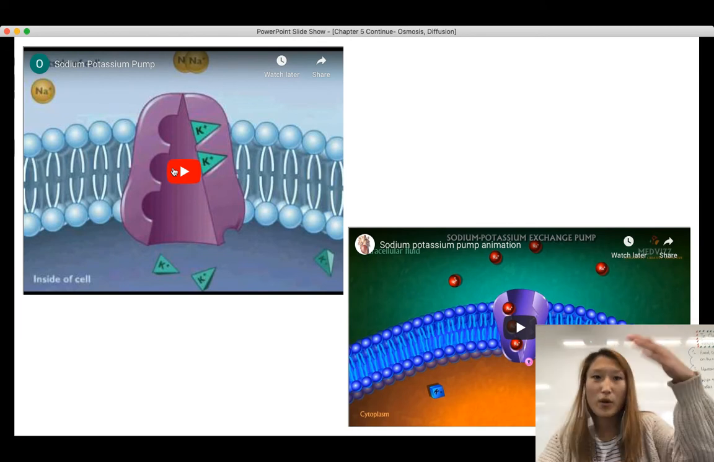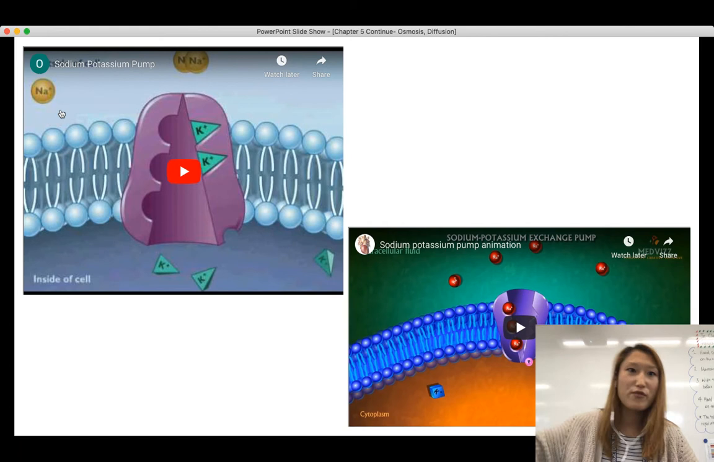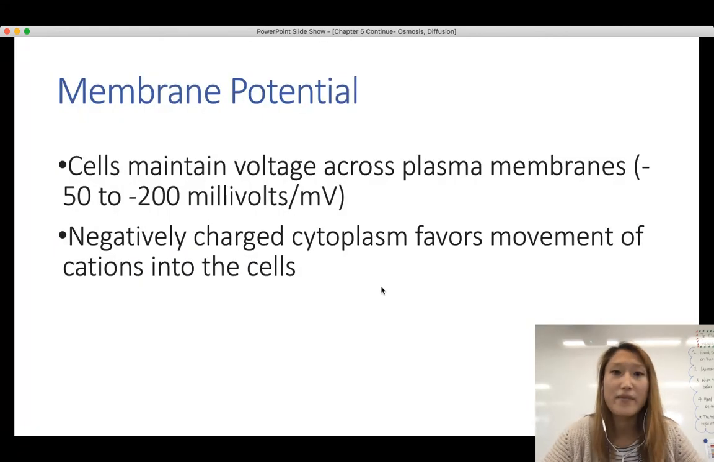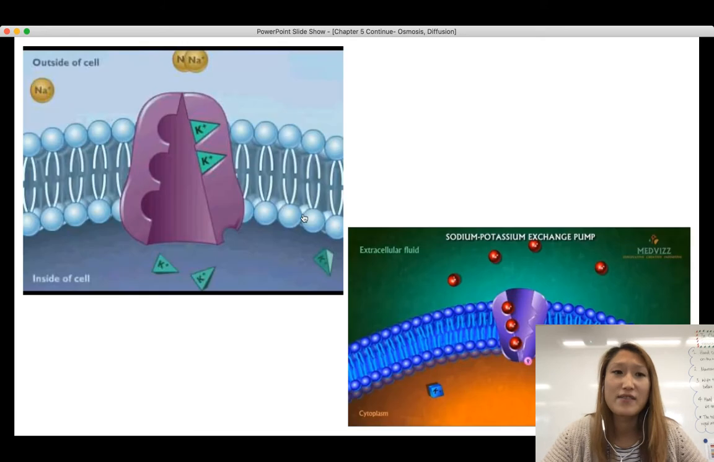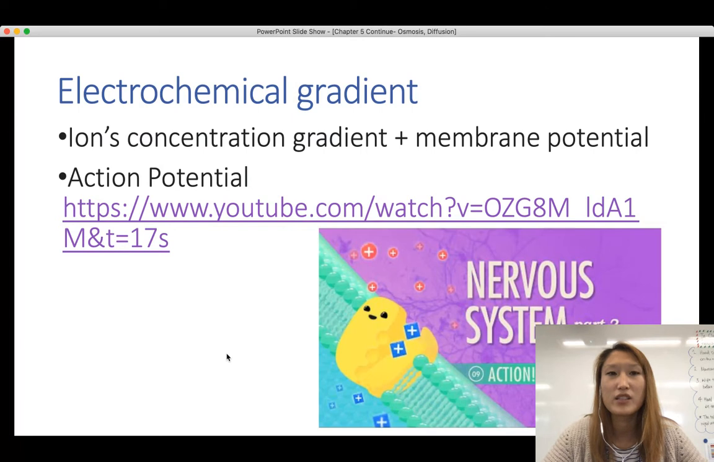So even though both the potassium and the sodium ions are positively charged, because you're pumping 3 positive out and 2 positive in, as a result, you will have a higher positive charge on the outside and then a net negative charge on the inside of the cell. So that's called a membrane potential.